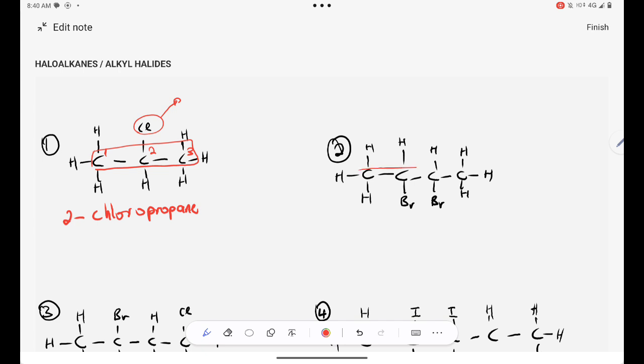Okay, and then for the second one, this will be carbon number 1, 2, 3, and 4. At carbon number 3 as well as carbon number 4, I have bromine. So I'll simply say dibromo since I have two of them. The parent chain has 4 carbons, so this will simply be butane.